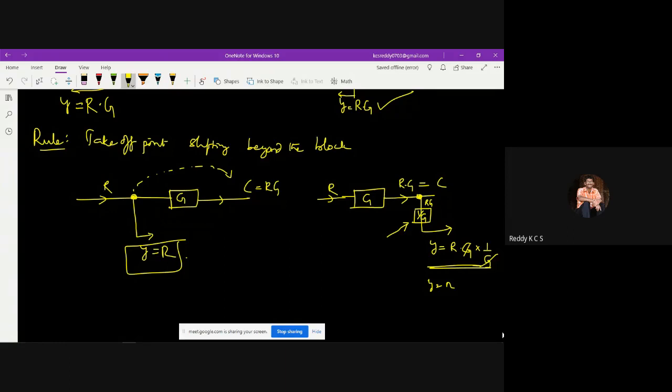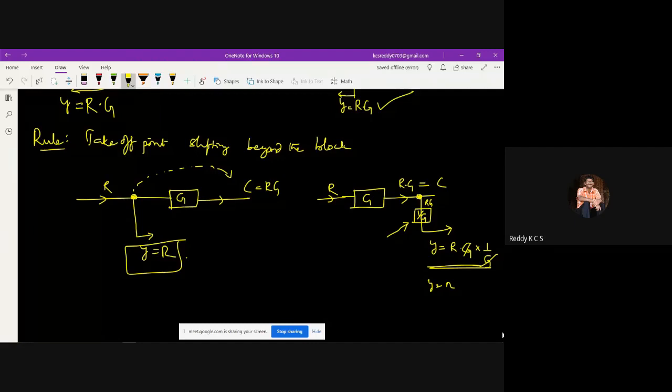So if I shift the takeoff point towards the right, the reciprocal of the block over which you are shifting should be incorporated in series with the takeoff signal. So if it is G2, then 1 by G2. If it is G1, 1 by G1. If it is G3, 1 by G3. Likewise, when you are shifting the takeoff point like this, you need to incorporate the reciprocal of the block gain value so that the output of the feedback signal will not change.